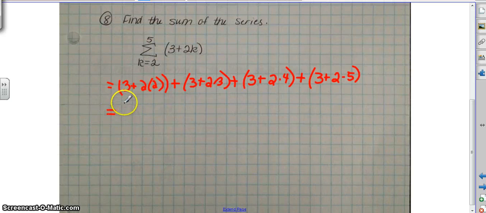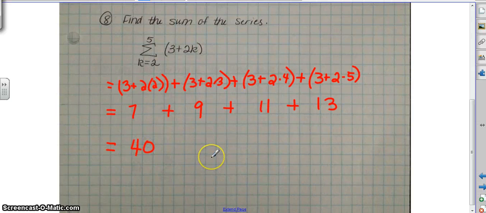And now I want to simplify this. This is 3 plus 4 is 7, plus 3 plus 6, 3 plus 6 is 9, 3 plus 8 is 11, and 3 plus 10 is 13. And when I add all of these, I get 40.